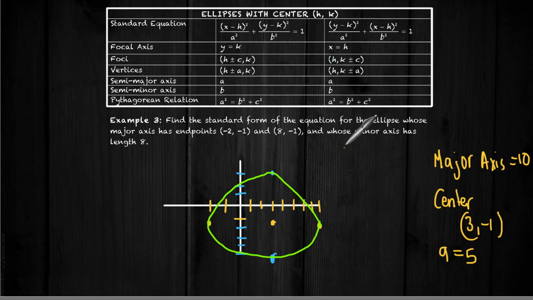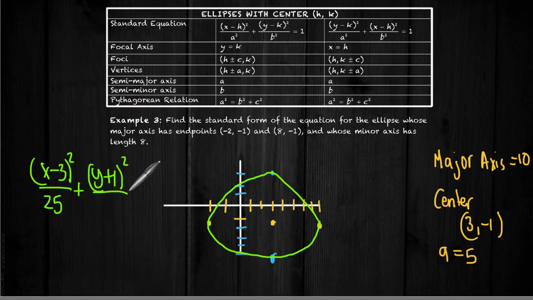And so it wants us to find the equation for this. So our equation is going to be, well, it's longer in the x direction, so we need to put the bigger number underneath the x. And now we have to account for the center. So it's going to be x minus 3 squared over a squared, which is 25, plus y plus 1 squared over 16, because it's 4 up and 4 down, and that's going to equal 1, and that is your equation for this particular ellipse.